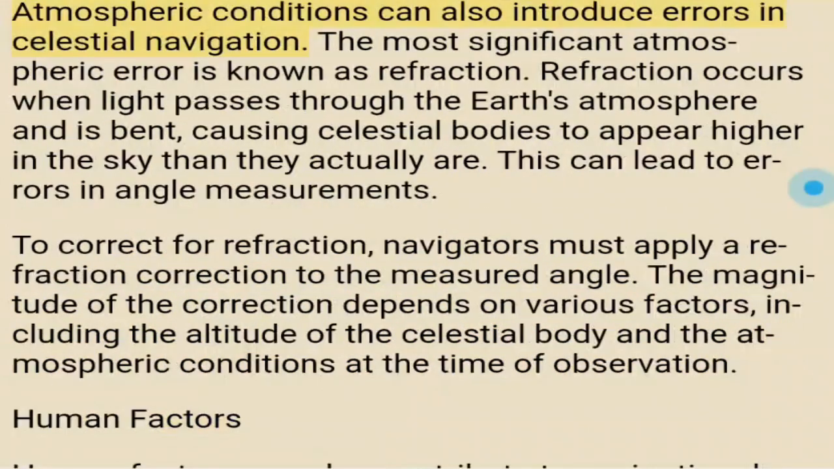Atmospheric conditions can also introduce errors in celestial navigation. The most significant atmospheric error is known as refraction. Refraction occurs when light passes through the Earth's atmosphere and is bent, causing celestial bodies to appear higher in the sky than they actually are. This can lead to errors in angle measurements. To correct for refraction, navigators must apply a refraction correction to the measured angle. The magnitude of the correction depends on various factors, including the altitude of the celestial body and the atmospheric conditions at the time of observation.